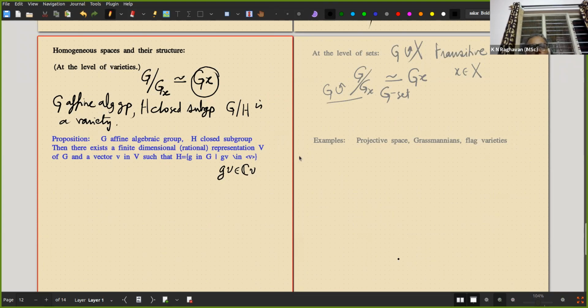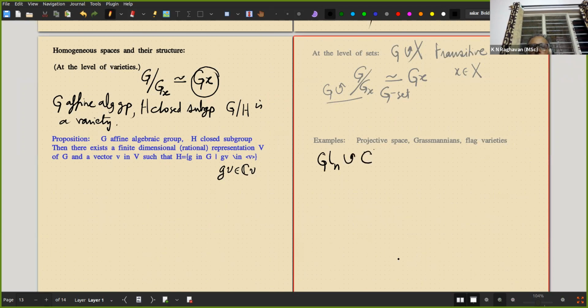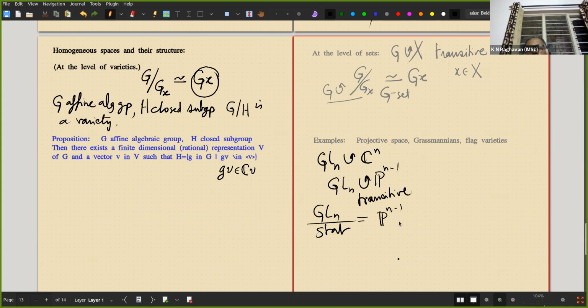Let's give some examples here. For example, GLn(C) acts on Cn, and the lines in Cn form P^(n-1). So GLn acts on P^(n-1), and the action is transitive. So you can identify P^(n-1) as GLn modulo the stabilizer of some point. This is an important realization of P^(n-1).